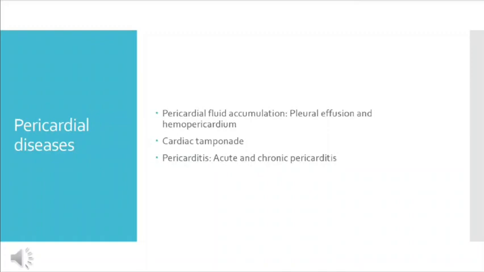Now we can talk about the pericardial diseases. They are almost always secondary to other heart pathologies or systemic diseases. Isolated pericardial disease is unusual, and when it occurs, it's usually due to a viral infection. They can be broadly categorized into two types: pericardial fluid accumulation and pericarditis. Here I've also written cardiac tamponade as it is a complication of the fluid accumulation.